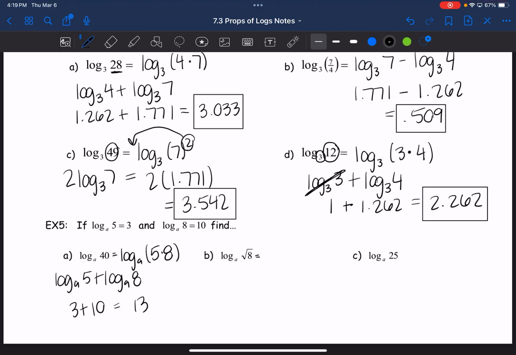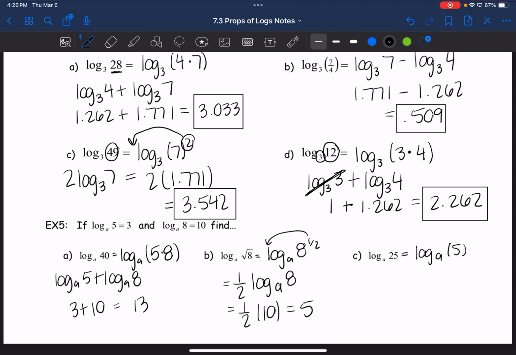Part B is already written with an 8 as its term, so I don't really want to get rid of the 8. I'm just going to rewrite that square root as an exponent of 1/2, which can be pulled to the front as a coefficient. So we'd have 1/2 log base A of 8, or 1/2 times 10, which would just be 5. And then lastly, we could rewrite this as log base A of 5 squared. Again, you can pull that exponent to the front, so I'd have 2 times log base A of 5, or 2 times 3, which would give me 6.